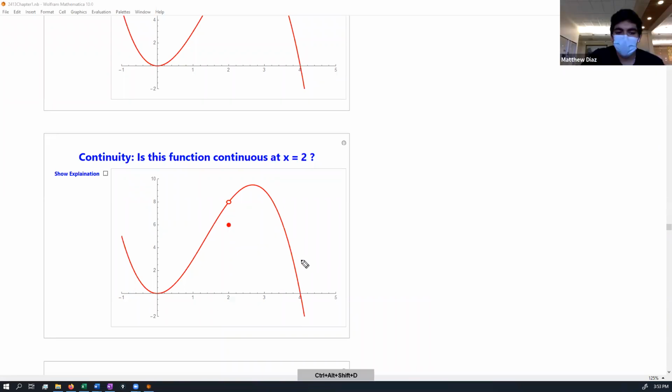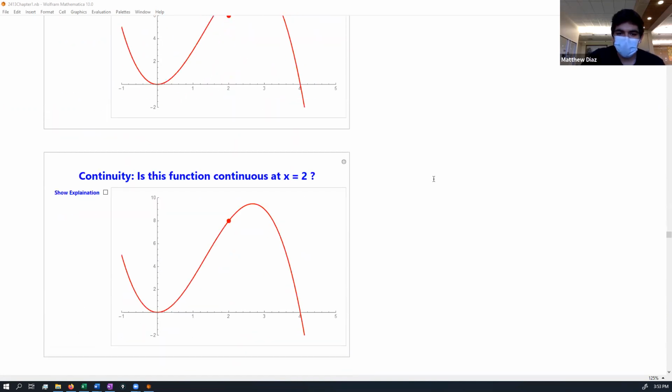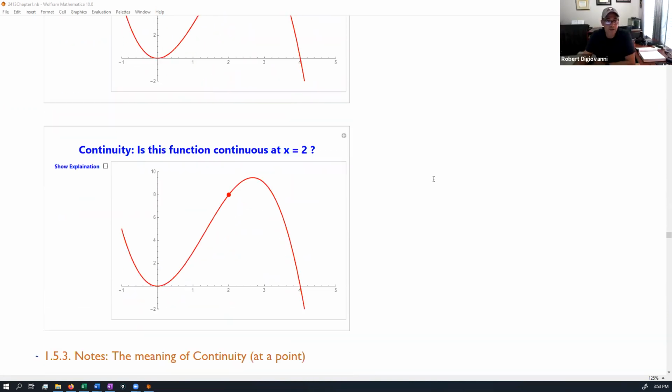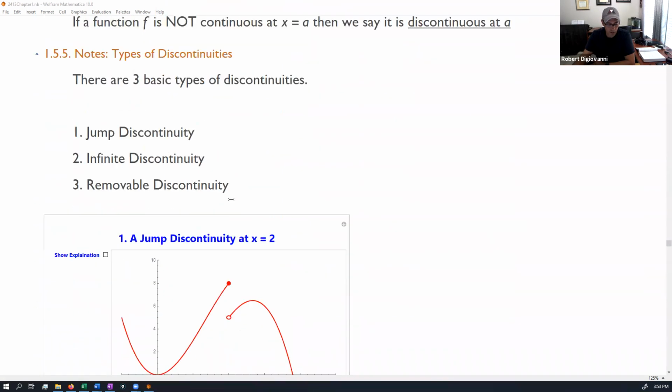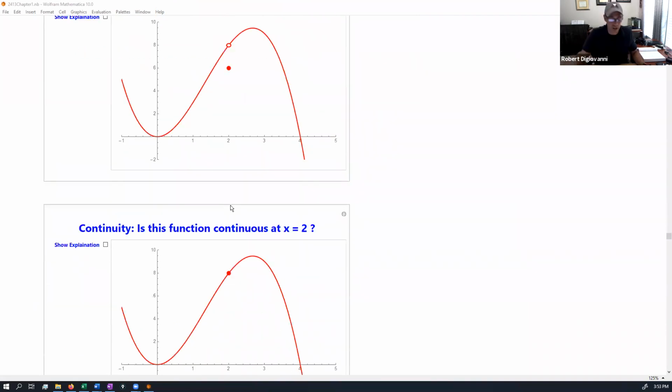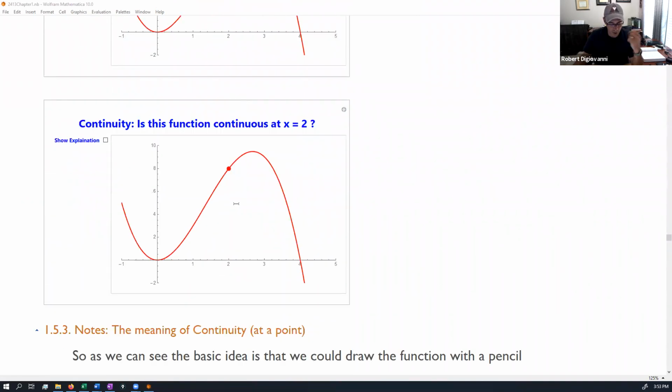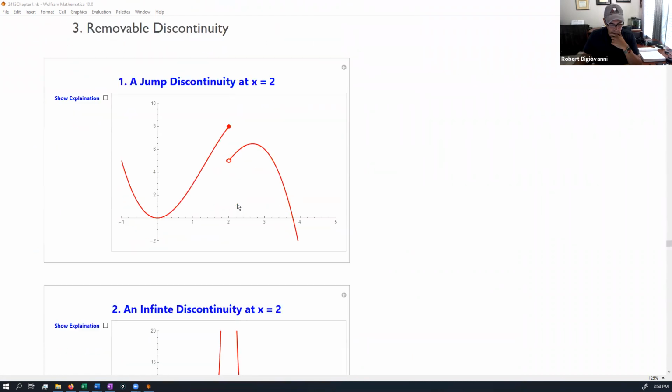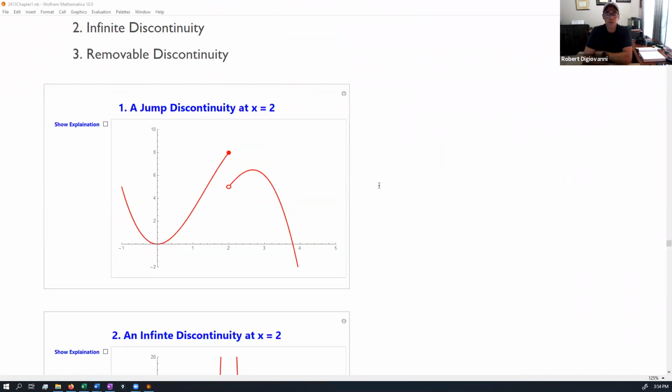Yes. Okay. This one is continuous, right? Because as we approach 2 from the left, it's headed to 8. As we approach 2 from the right, it's headed to 8. And at 2, it's also 8. And therefore, we have continuity. I'm going to get you to the definition in a minute. I just want you to look at this visually first. Look at this one.